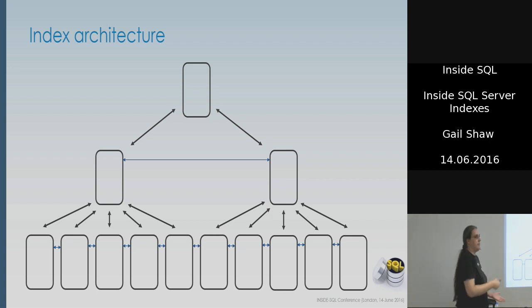Zero or more intermediate levels. You may not always have an intermediate level. Small indexes will not have this level. And then at the leaf level of the index, this is for the clustered index, the actual data pages. For non-clustered indexes, the index pages for the index.